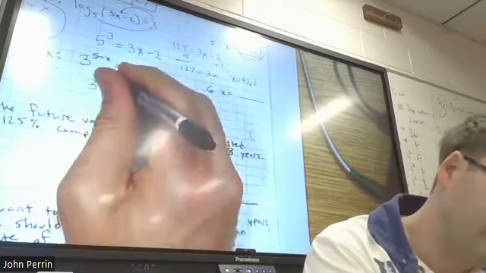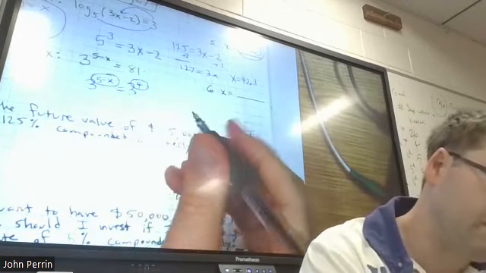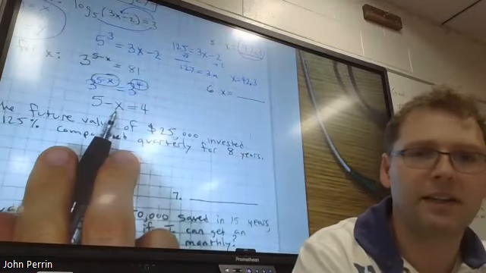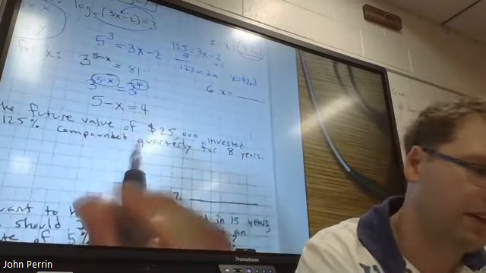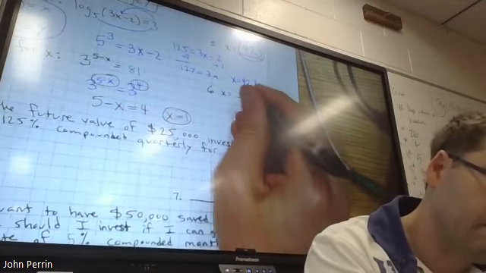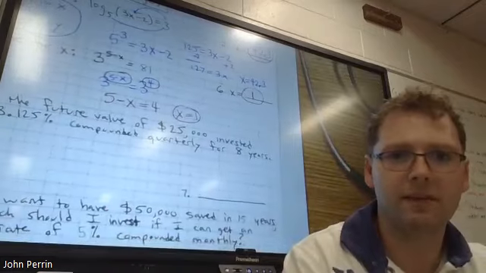What we can do now is set those exponents equal. 5 minus x equals 4, and then we're going to try to solve. 5 take away what number is 4? x must be 1. 5 minus 1 is 4. That's all there is to that one.